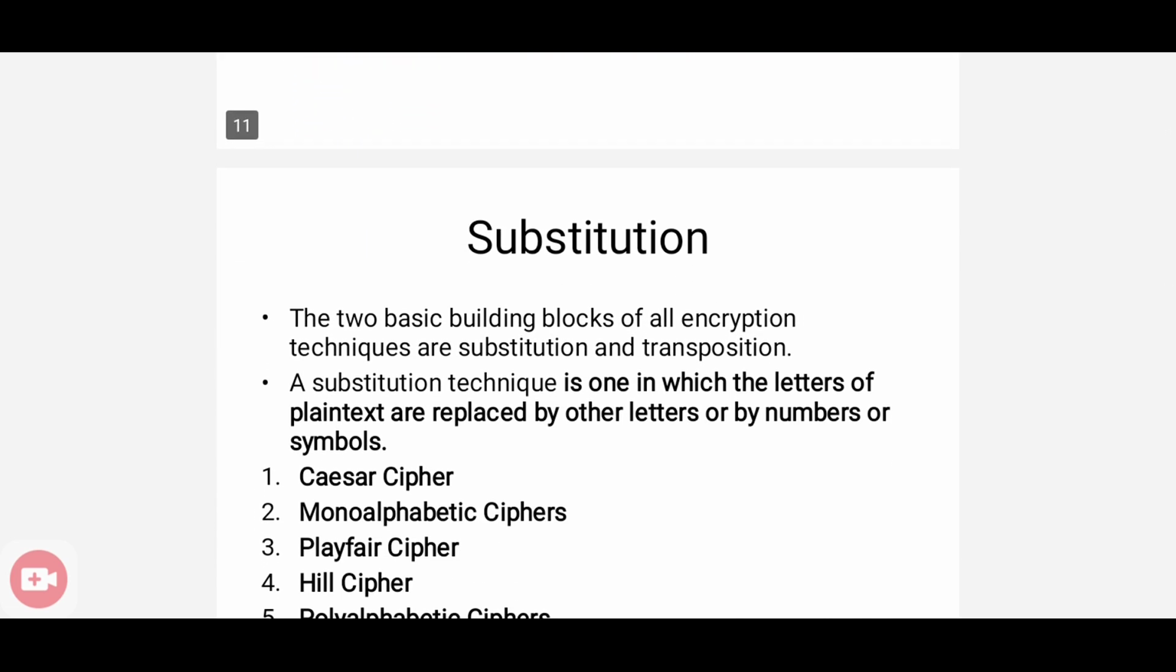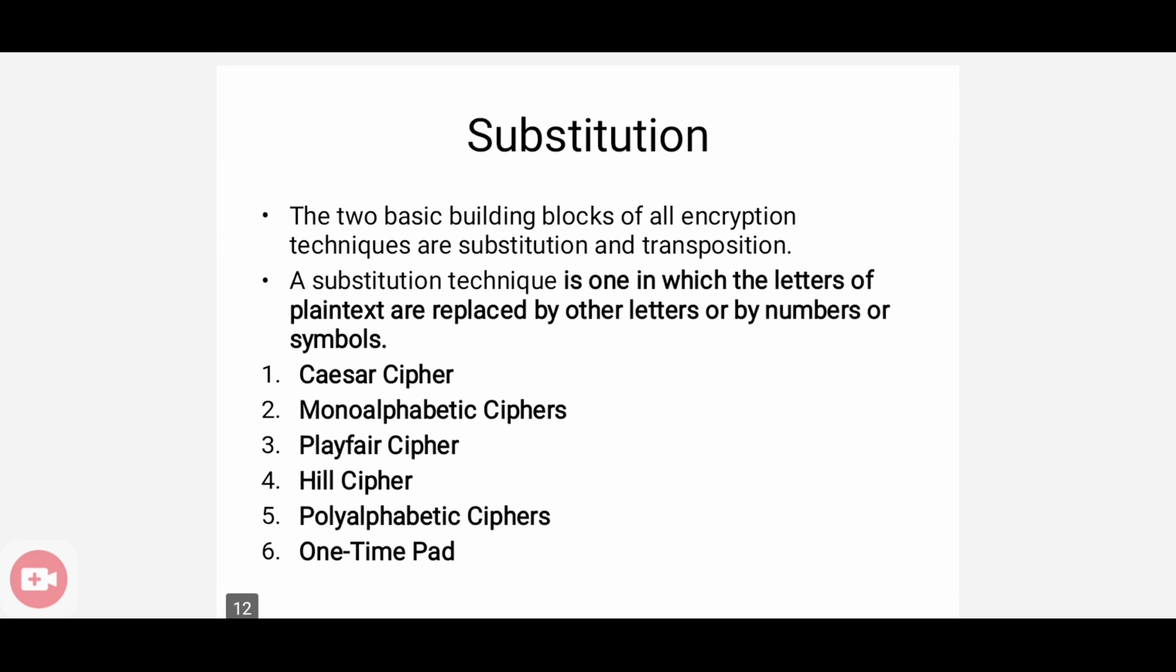Then we can move on to first processing method or symmetric cipher mechanism, that is substitution. So here in substitution technique, it is the one in which the letters of a plain text are replaced by other letters or by numbers or symbols. So we can substitute for one element, we can substitute some letters for others. That is the substitution technique.